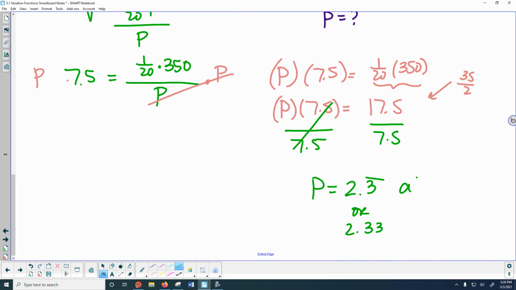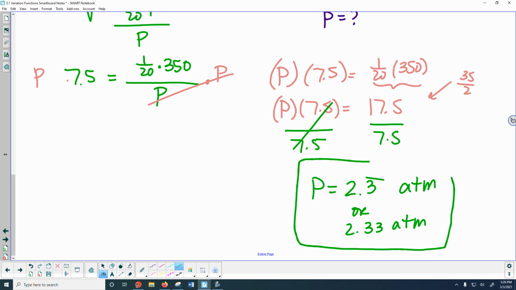So ATM, or again, you could go here, ATM. Atmospheres is what that is. So that is our unit for our pressure.